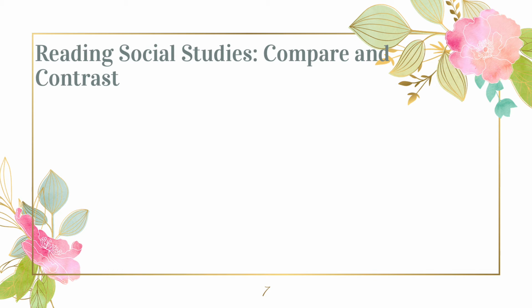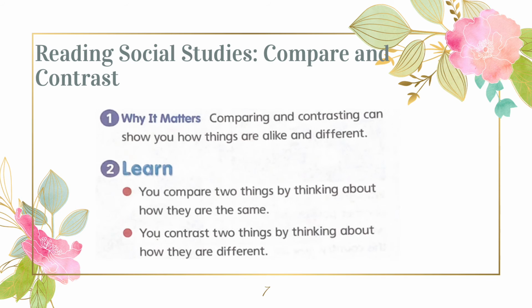Reading social studies. Compare and contrast. Comparing and contrasting can show you things are alike and different. Now, when we are comparing two things, it means we are looking at the similarities, at the traits, at the characteristics, the things that are alike. By alike we mean they are the same. So when we are comparing two things, we are looking at similarities, the characteristics that are the same between two things.